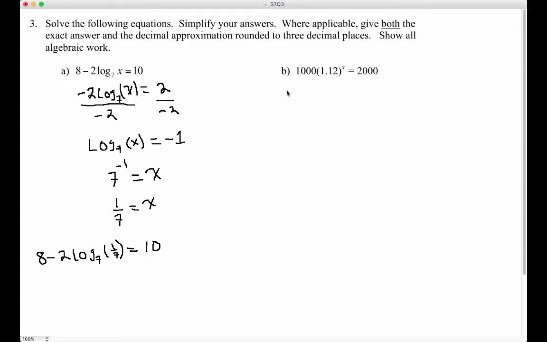All right, let's go take a look at part B here. Now part B is not a logarithmic equation, it's an exponential equation. So we're going to need to use the logarithm to be able to solve for x this time. So our opening move is to isolate the exponential. So to do that, we're going to divide both sides by 1,000.